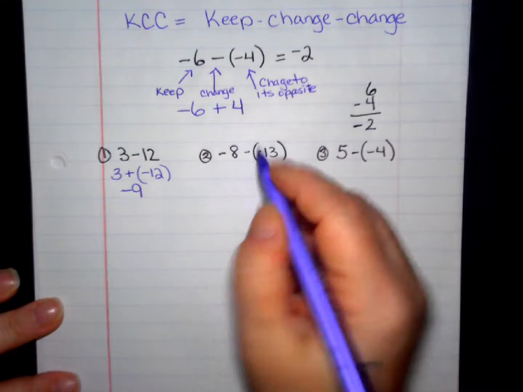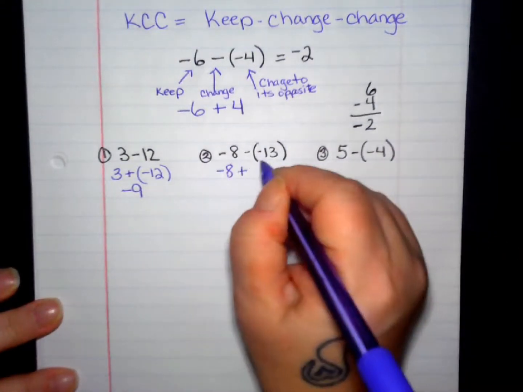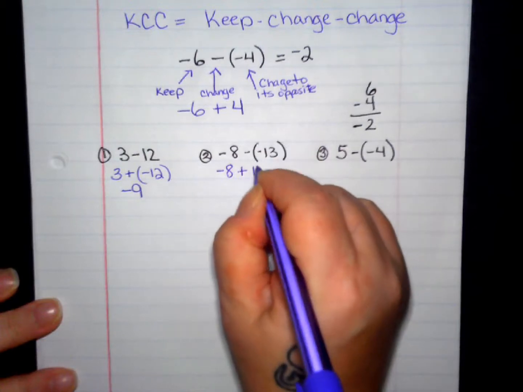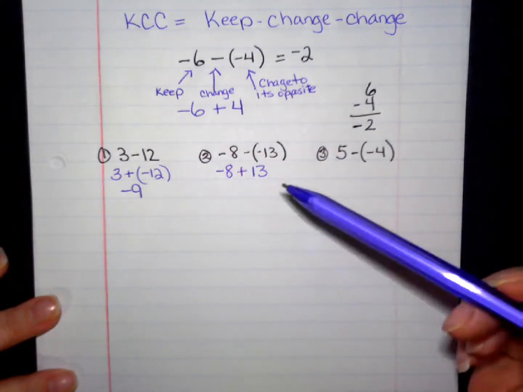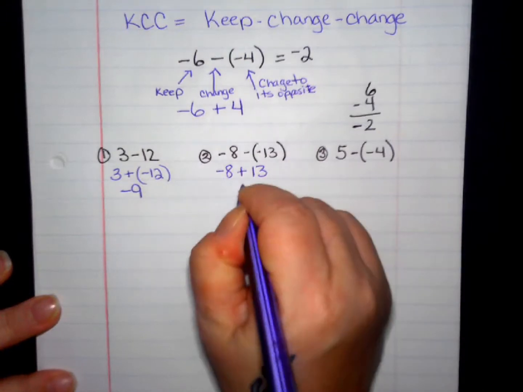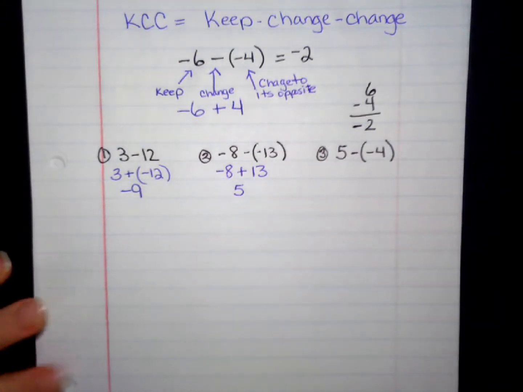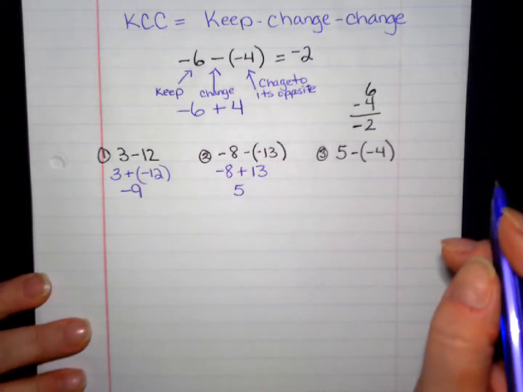Okay, same thing here. Keep, change to addition, and change to its opposite. Now I subtract the smaller number from the bigger number. 13 minus 8 gives me 5. And the 5 is positive because my bigger number is positive. All right. So remember, our rule for adding was subtract the numbers and keep the sign from the bigger number. For subtracting, we don't subtract. We change it to an addition problem, and then we follow the rule for addition.